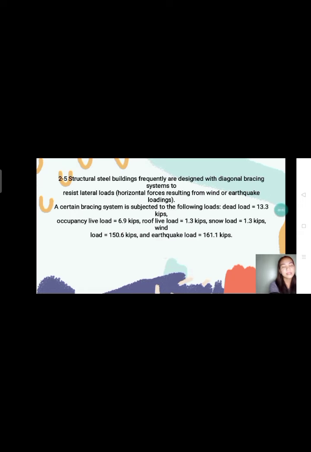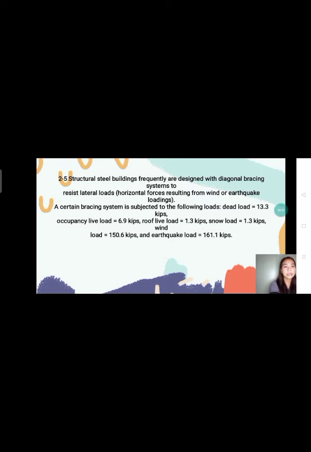The next and the last problem. Structural steel buildings frequently are designed with diagonal bracing systems to resist lateral loads. Horizontal forces result from wind or earthquake loadings. A certain bracing system is subjected to the following loads. The dead load is equal to 13.3 kips. The occupancy live load is equal to 6.9 kips, and the roof live load is equal to 1.3 kips. The snow load is equal to 1.3 kips.